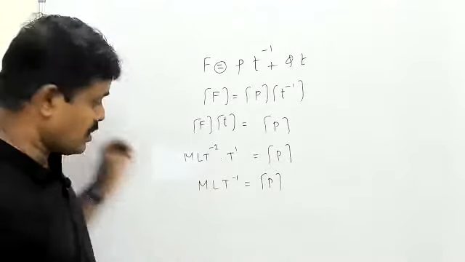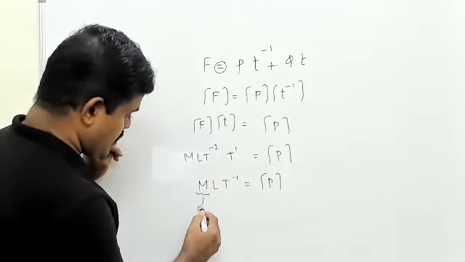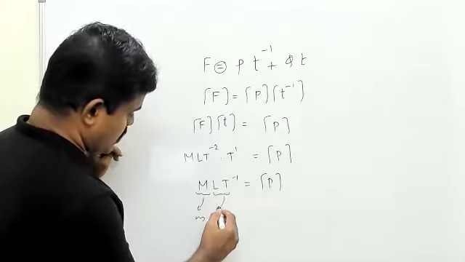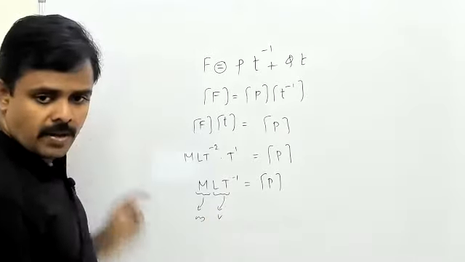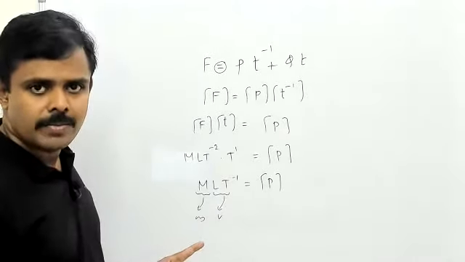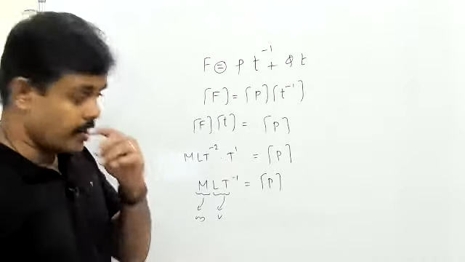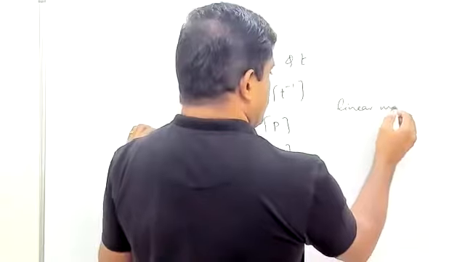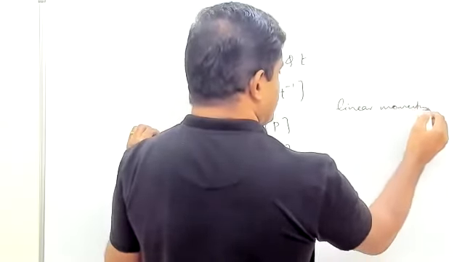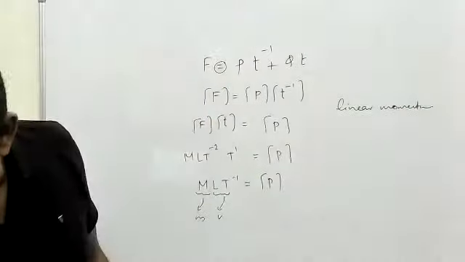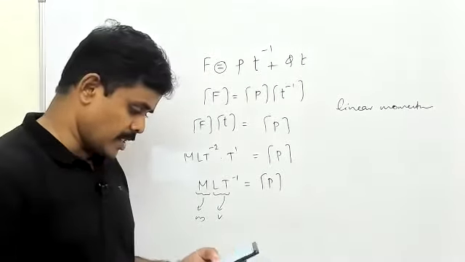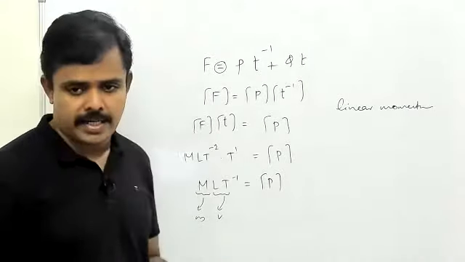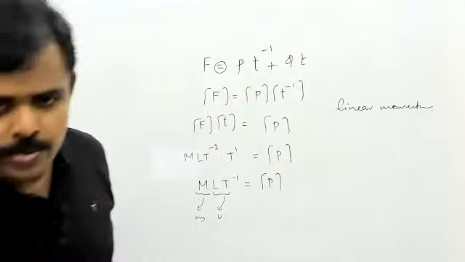What is this? This m is mass and LT raised to minus 1 is velocity. mv is called momentum, linear momentum. So this P is actually the same as linear momentum. Is that there in the options? Unit of linear momentum. Yes, option D is correct. I'll do that one more time.